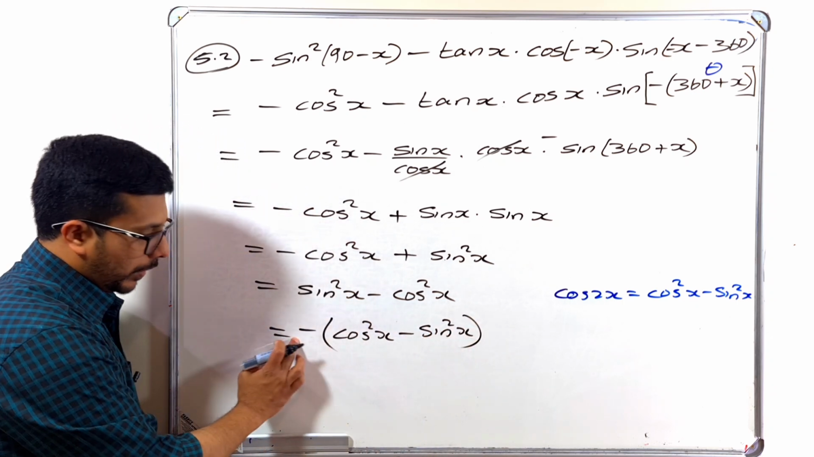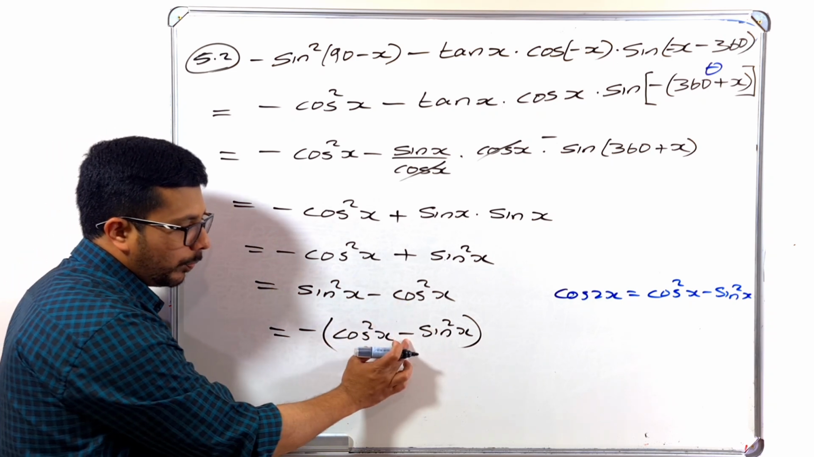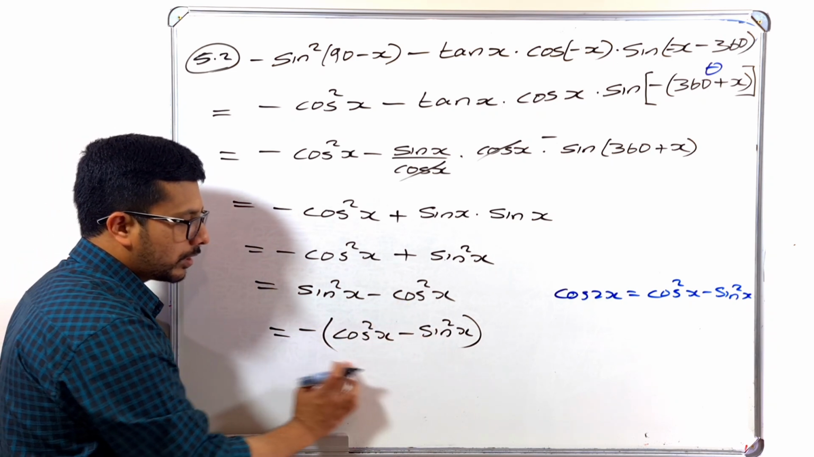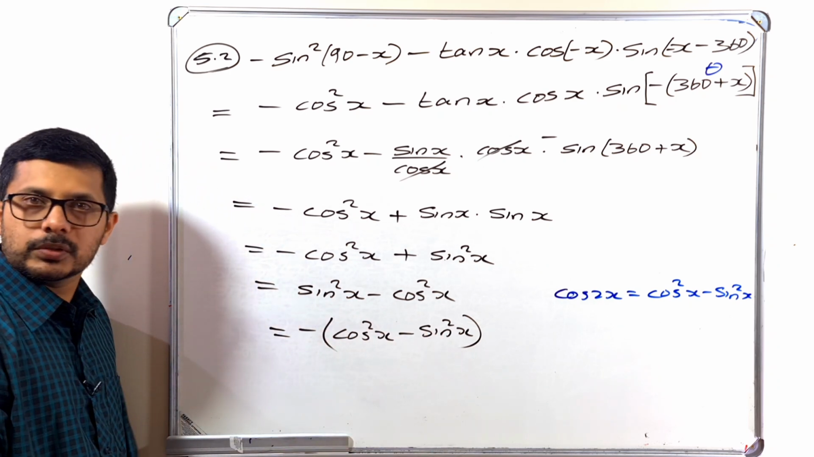Is it correct? Minus into cos squared x is minus cos squared x. Minus into minus sin squared x: minus times minus is positive, then sin squared x. So it's fine.